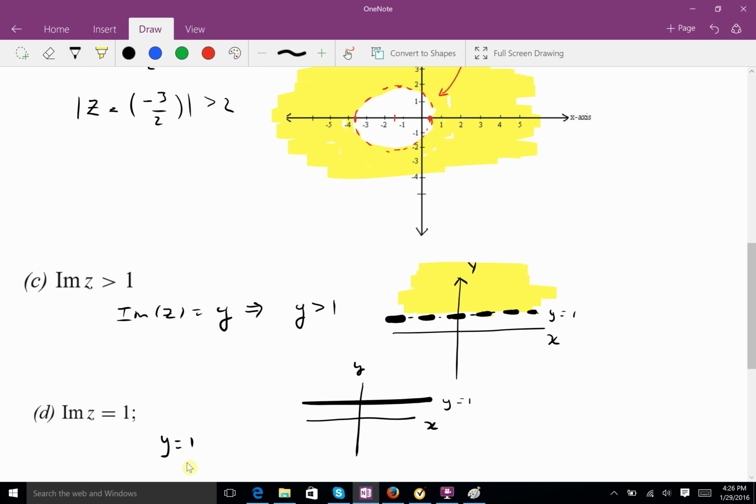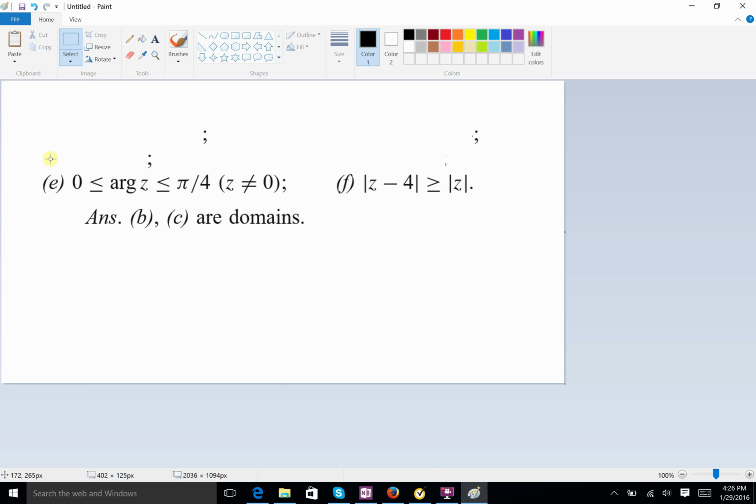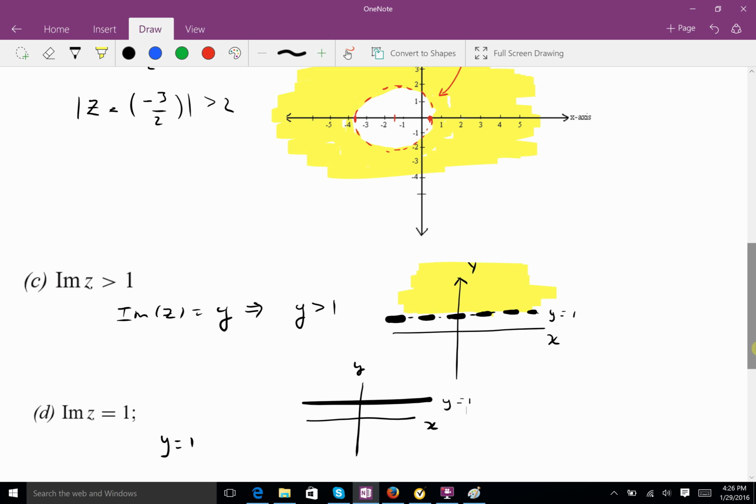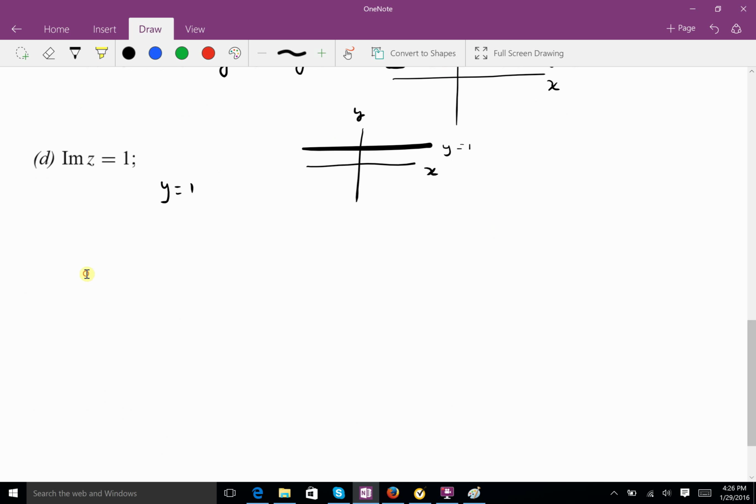Okay. Let's look at E. So E is dealing with the argument, okay? And the argument is the angle. It's actually the polar angle. That's how you want to think about the argument. When we put a complex number in polar form, the argument is the polar angle. So what we're going to do is realize that this is talking about the set of points where the polar angle is between 0 and pi over 4, but we're not including 0.